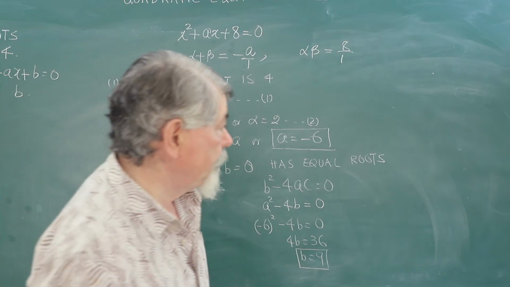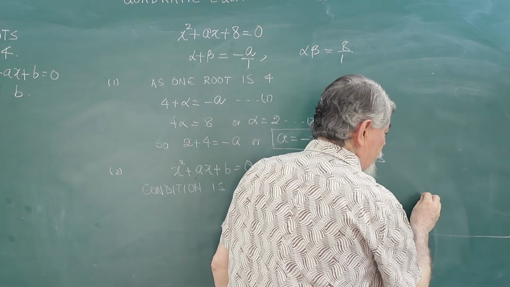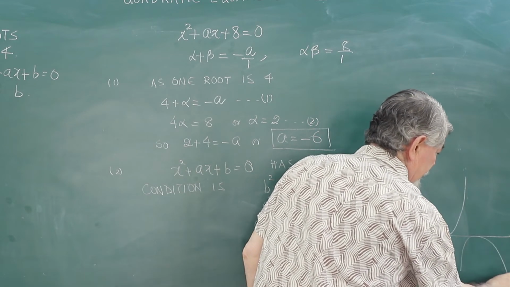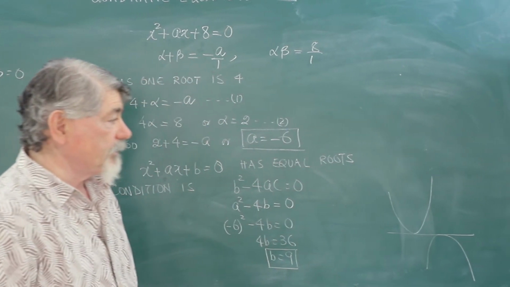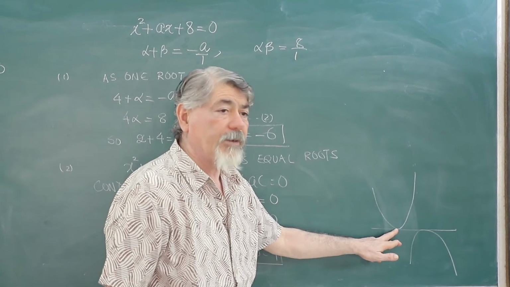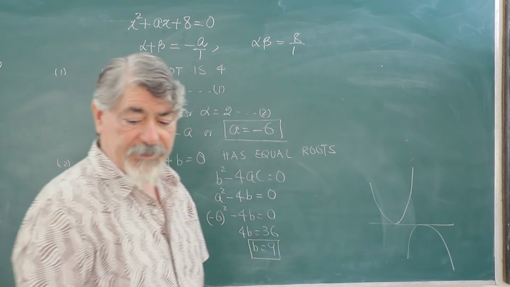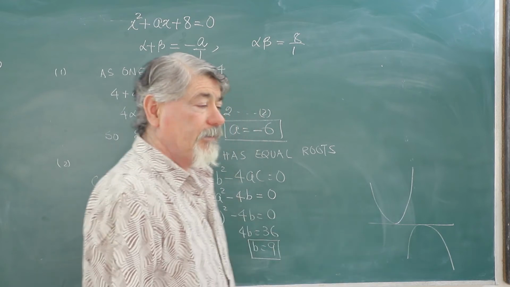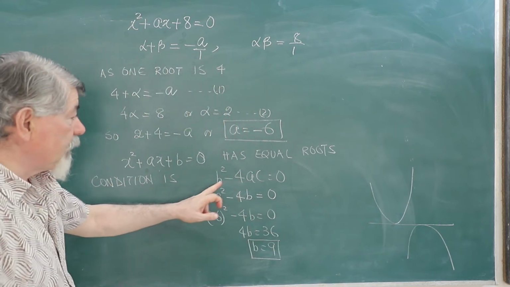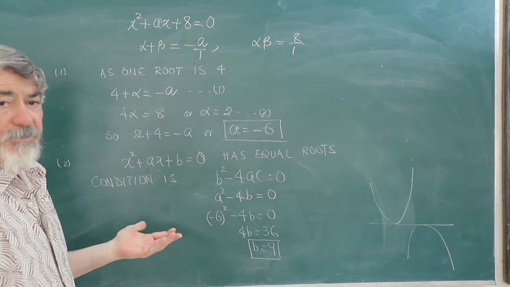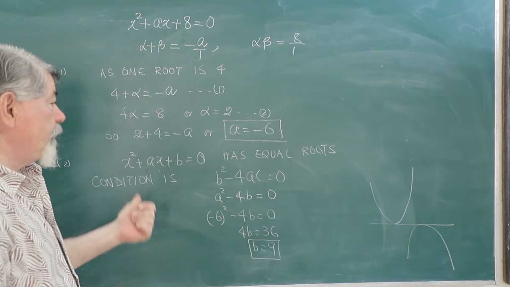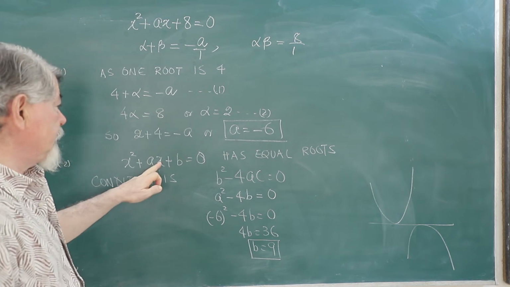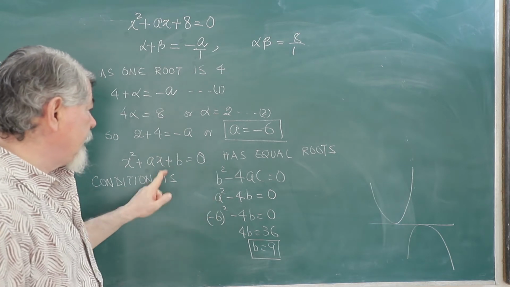If you remember, this was the x-axis and I had drawn like this, or you will get a curve like this. When the curve touches the x-axis only at one point, that is the condition when we are saying it has equal roots, because you will get only one value of x here. So b square minus 4ac is 0. So let us substitute the values of b, a and c. b is the coefficient of x, which is a here. So a square.